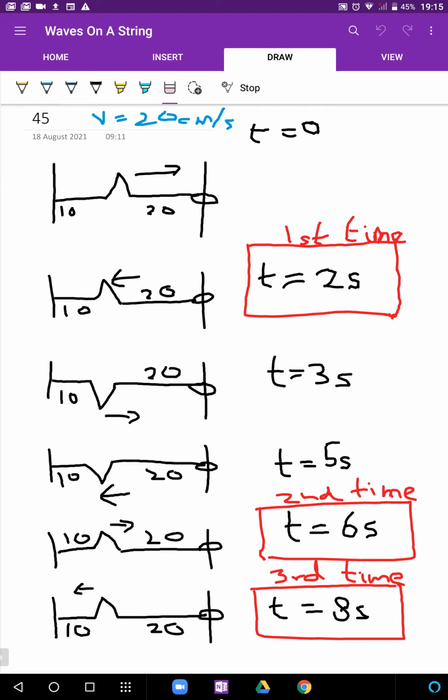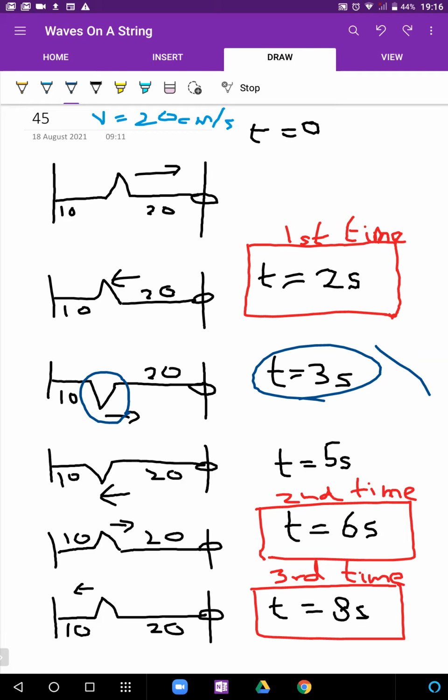After that, 1 second later, it again moves 20 centimeters. So 1 second later, it's moving 20 centimeters, meaning it goes 10 ahead and 10 comes back. But this time, it's going to be an inverted pulse because it just got reflected from the fixed end. So at 3 seconds, you see an inverted pulse. This does not qualify as the second occurrence of the string regaining its shape because obviously the pulse is this time upside down. It's inverted.